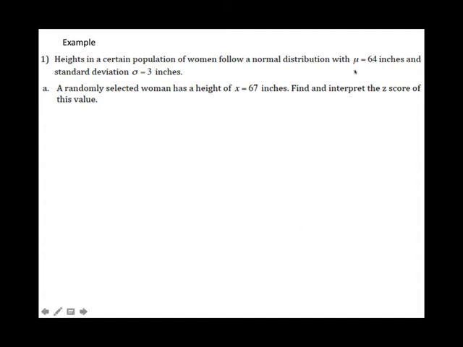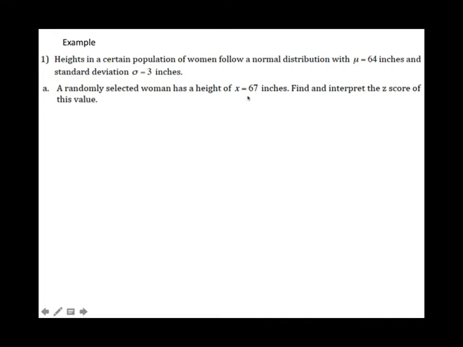Okay, first, population mean equal to 64 inches. This is not equal to 0. And standard deviation equal to 3. This is not equal to 1. So we know we have a non-standard normal distribution. Now, a randomly selected woman. We only pick one woman, so you could think about the sample size that will be equal to 1, n equal to 1 in here. And her height is 67 inches. Find and interpret the z-score of this value.